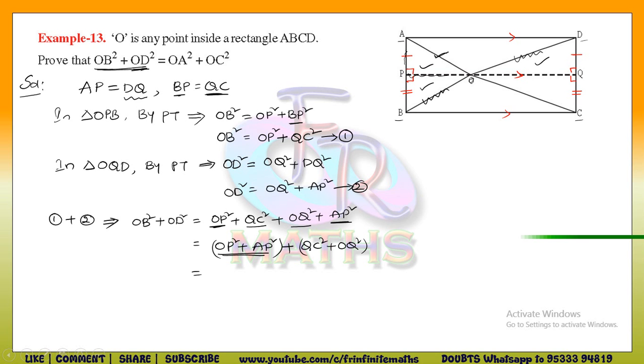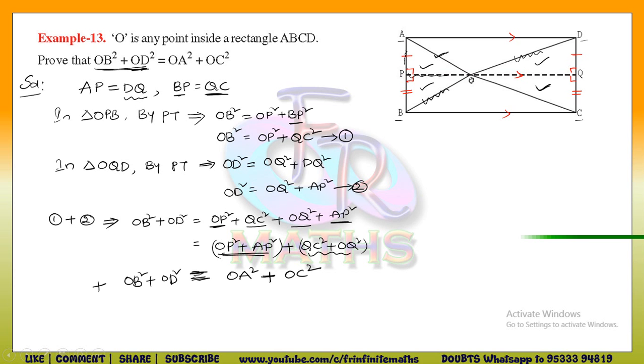That means by Pythagoras theorem, OP square plus AP square, I can write as OA square. The same way QC square plus OQ square. QC and OQ are present in this triangle, where OQ and QC are the sides. Sum of squares of sides is equal to square of the hypotenuse. Then this I can replace as OC square. From this clearly what I can say, OB square plus OD square is equal to OA square plus OC square.